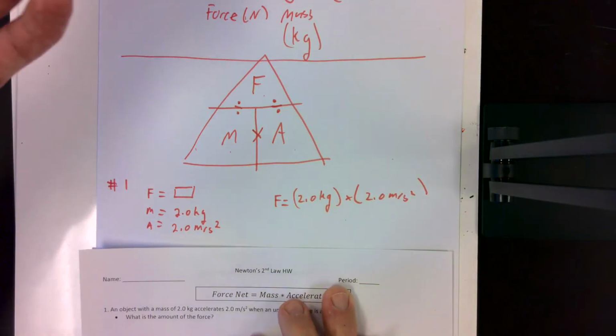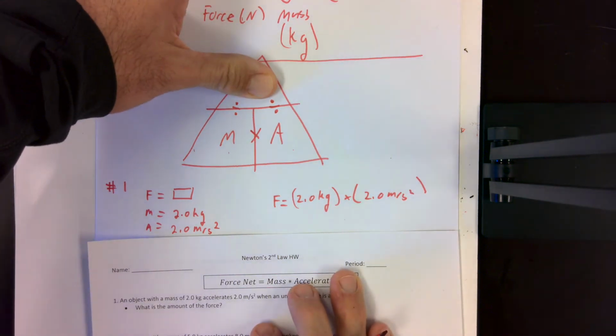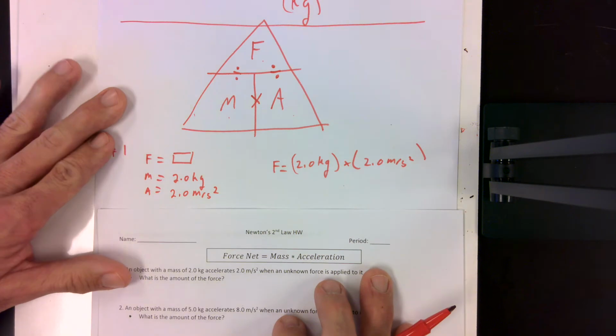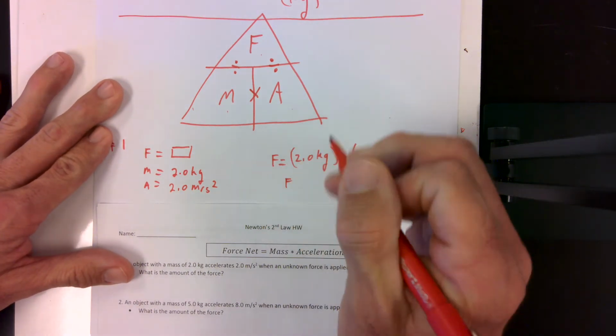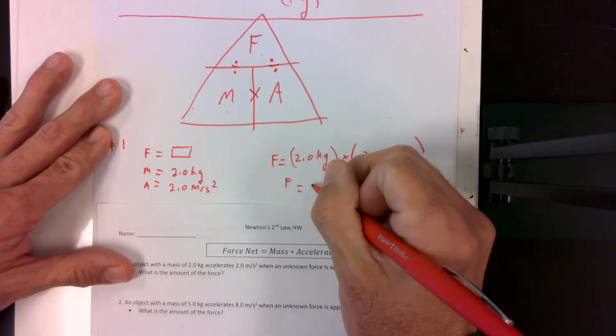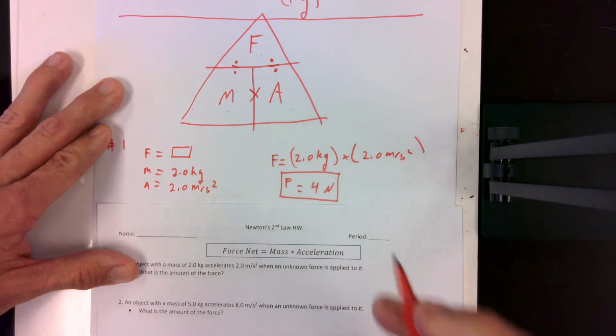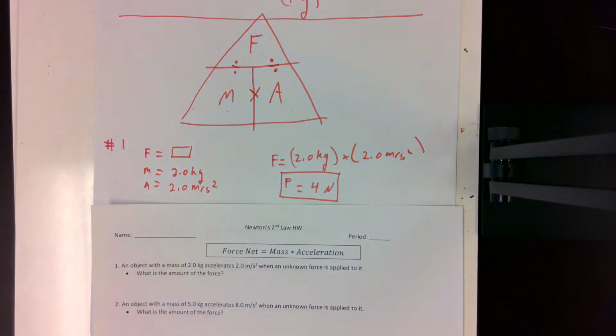Now, if you also decide to use the diagram, you would cover the F and you would see mass times acceleration. So this is a pretty simple one. And we know that force equals 2 times 2, which is 4 newtons. So that is problem number 1.